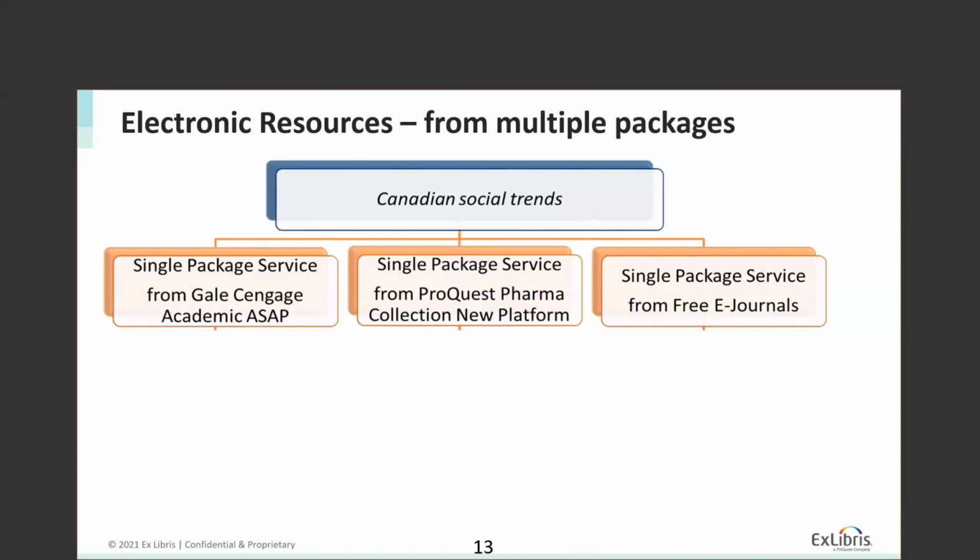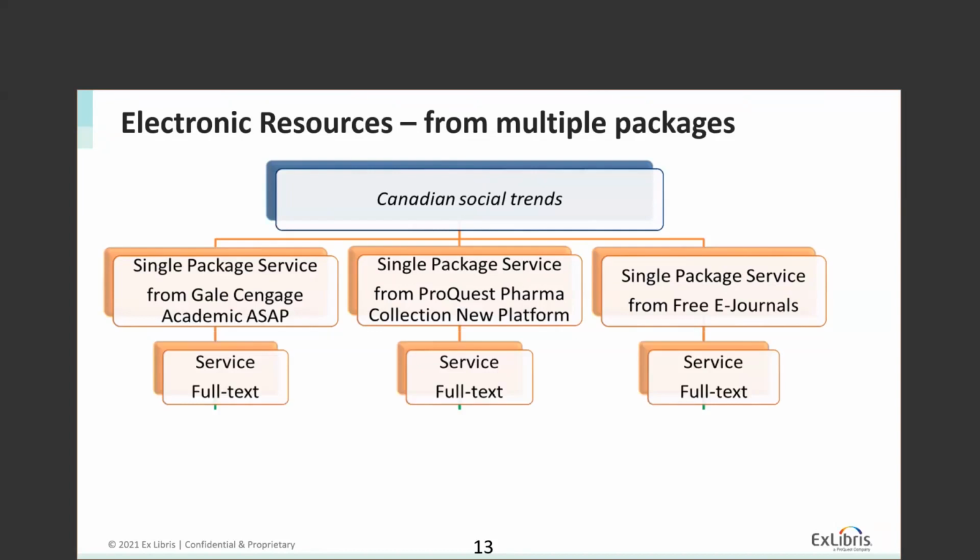On the left, we have the Gale Cengage Academic ASAP collection or package. That's a single package service, but it's also sold by, in the middle, the ProQuest Pharma Collection new platform. And maybe it's also available from the free e-journals in a single package service. So that is the collection level that we're seeing here. This one title is available from several different vendors and several different collections.